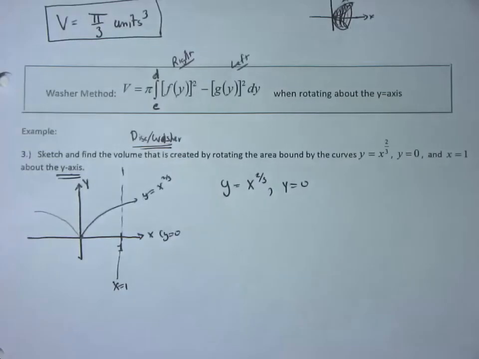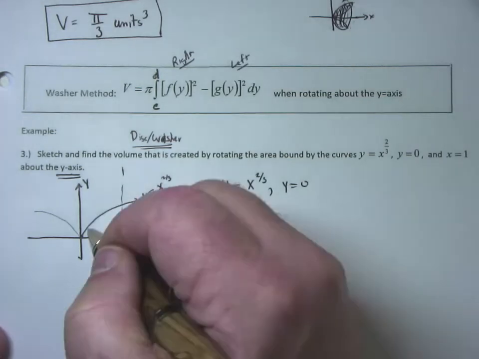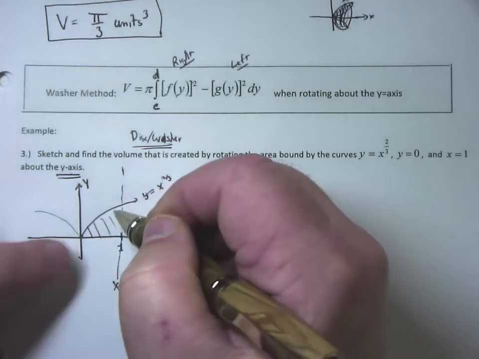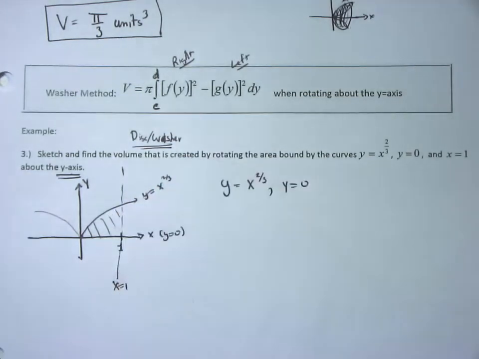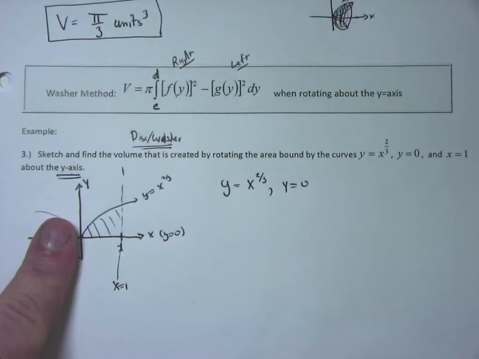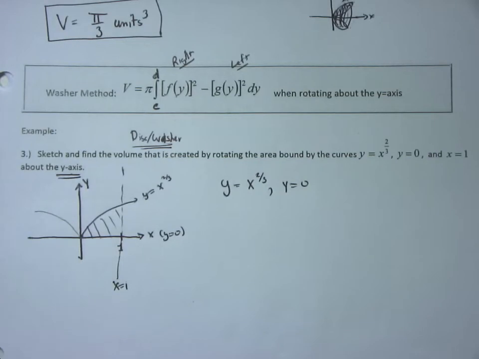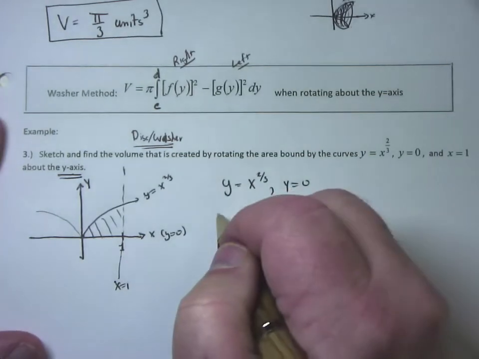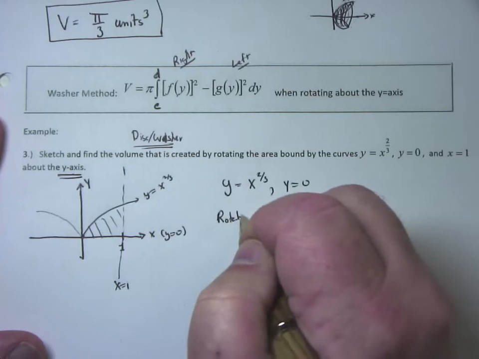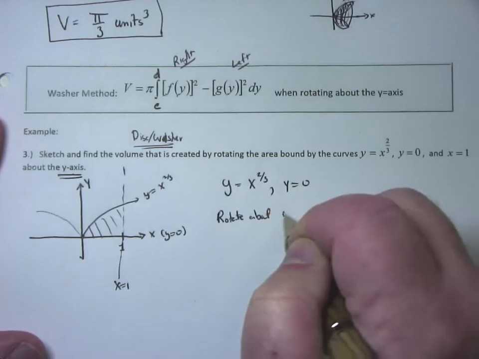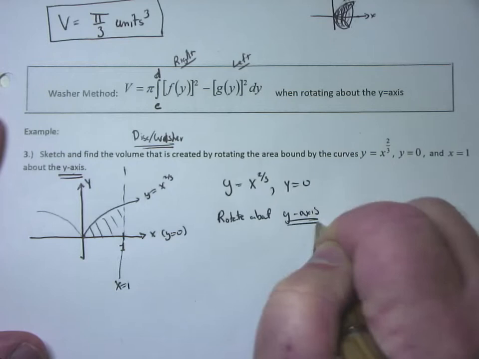So what region are we talking about rotating when you look at all three of these equations: y equals x to the 2/3, y equals 0, and x equals 1? We're talking about this one over here. This little section going this way, I didn't care about. It's just that little region there. Does that make sense? But here's the important part. We're going to take this region and rotate it about the y-axis.